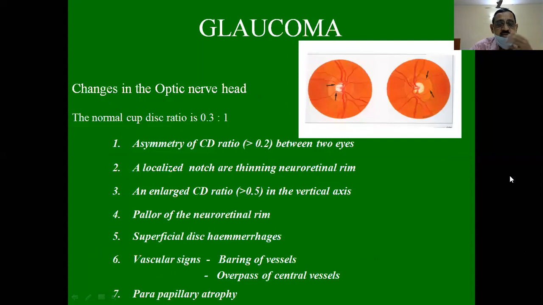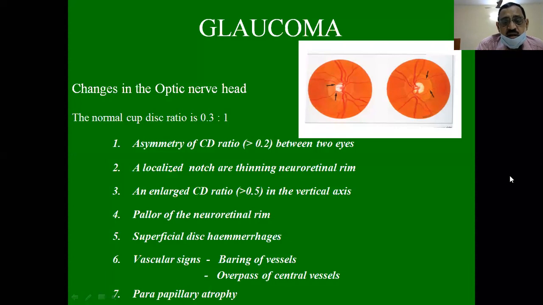Now the changes in the optic nerve head. The normal cup disc ratio is around 0.3. If the asymmetry of the CD ratio between the two eyes is more than 0.2, it is suggestive of a glaucomatous change in the optic nerve head. And a localized notch or thinning of the neuroretinal rim. The neuroretinal rim is nothing but the space between the disc margin and the cup margin.